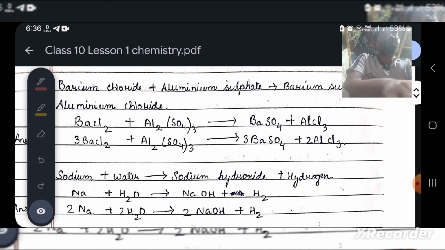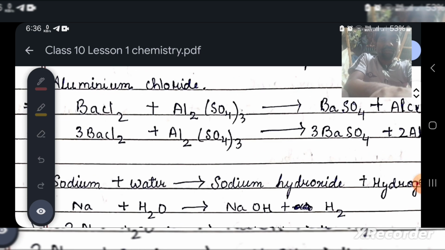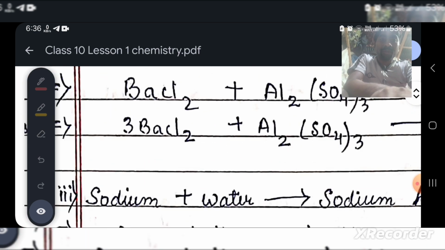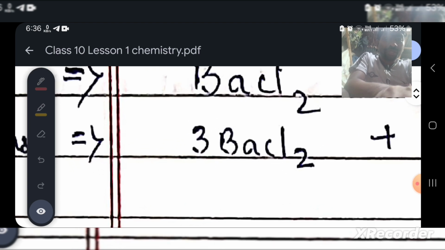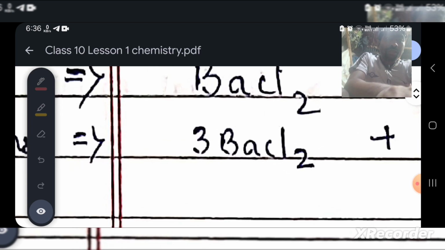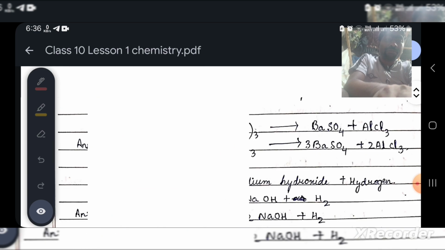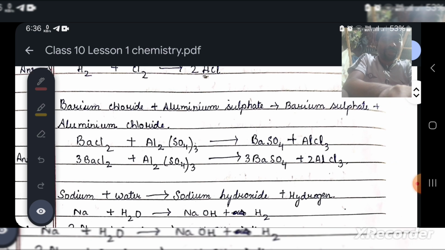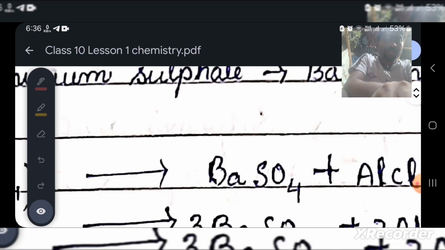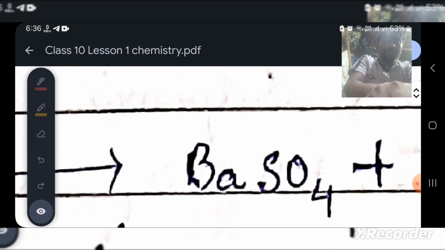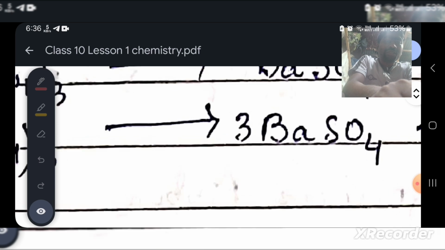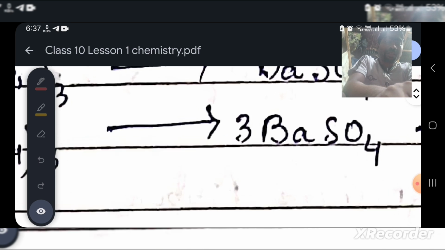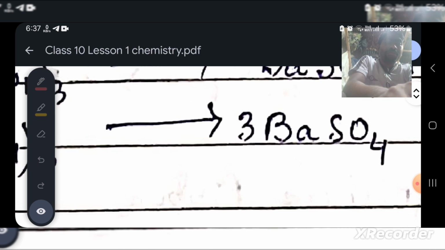But what have we done? When we put this 3 here, 3BaCl2, how many barium has become? 3 barium has become. But if you look here, how many barium is there? 1. So what will we do? We have put 3 here in the answer. So how many became? 3 barium.